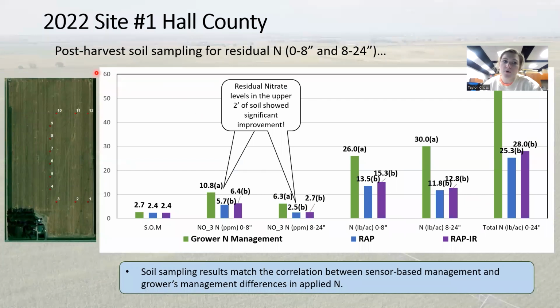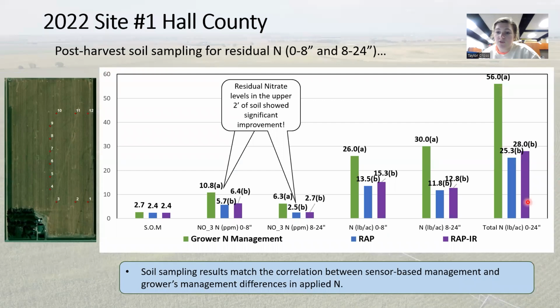We'll go on here to our post-harvest soil sampling. So here we took soil samples in each sector and compared those treatments. So the green bars here on this graphic are the grower's treatment, and the purple and blue are the sensor-based treatments. So we have a statistical difference in every sample that we pulled. We pulled 2 samples, 0 to 8 inches and 8 to 24 inches. And so this is just the conversion of that parts per million nitrate to pounds of nitrogen an acre. And then we can see here about 30 pounds of residual nitrogen left in the soil difference between the growers' sectors and ours. And this just really matches that correlation from that over application of nitrogen without really seeing a yield difference too.